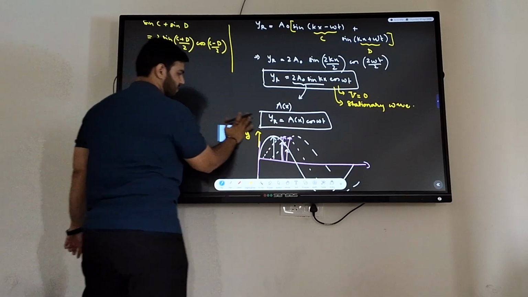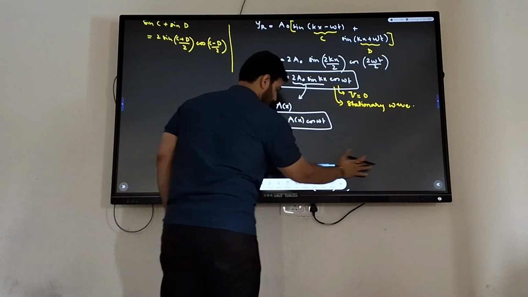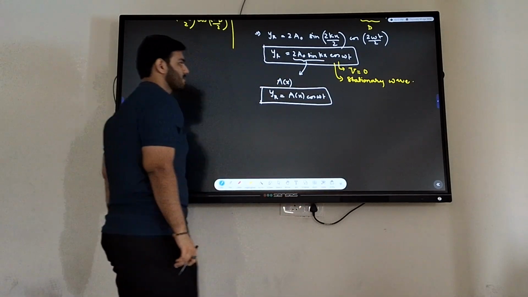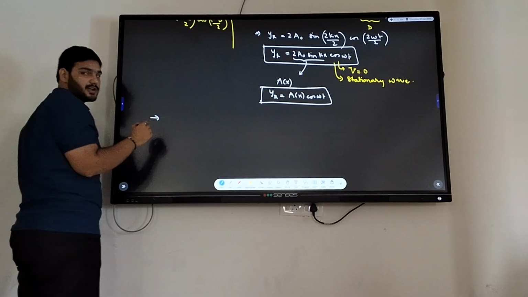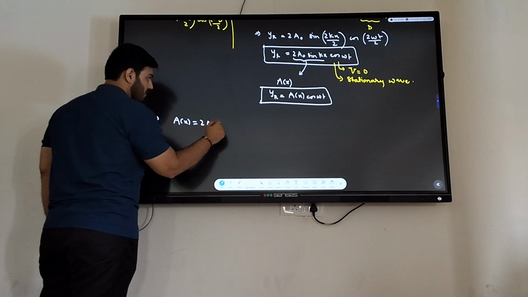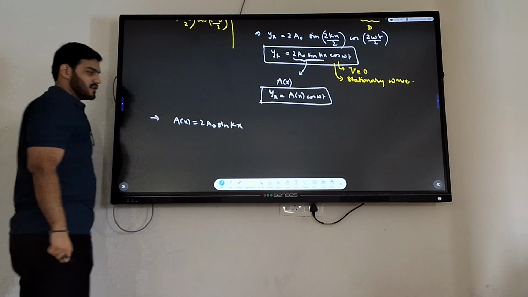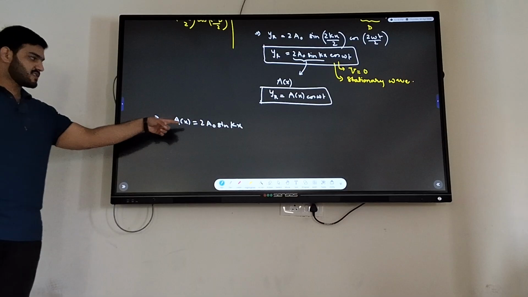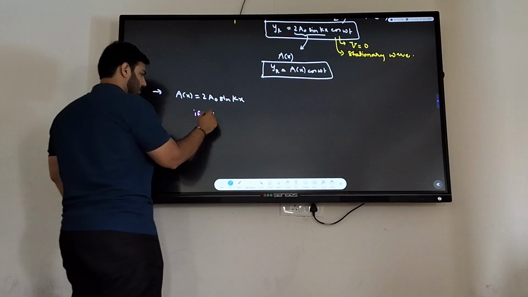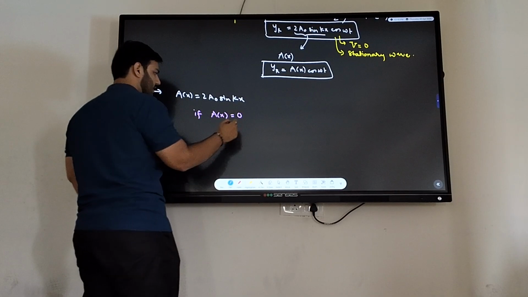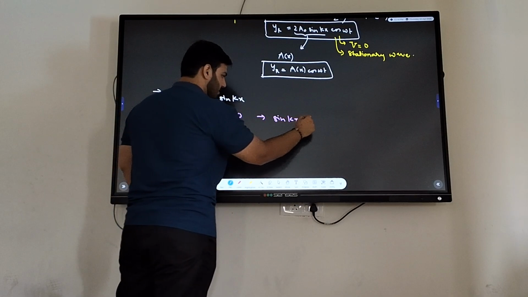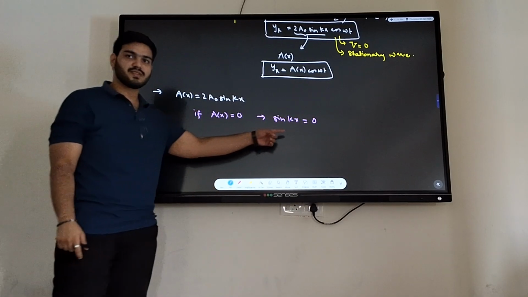So I will write all of these points, but let's try to see. Your amplitude is a function of x, no? So your A(x) can be written as 2a0 sin kx. At what positions do you find this amplitude to be 0? If A(x) equals 0, since 2a0 is not a 0 value, the sin kx has to be 0. Then what are the solutions to this equation?